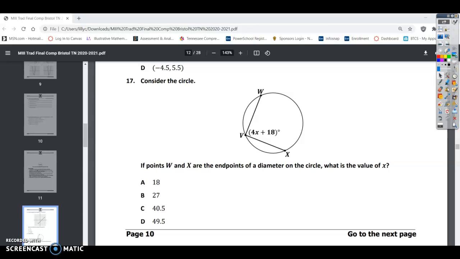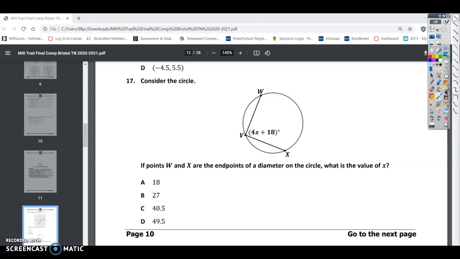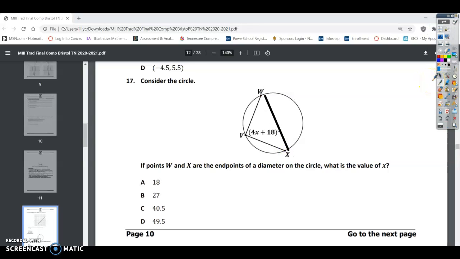Math 3, final benchmark, question 17. Consider the circle. If points W and X are endpoints of the diameter of the circle, what is the value of x? All right, so it's saying that this part here, I don't know if I can draw a straight line or not. Let's see if I can draw a line here. All right, it's saying that is the diameter of the circle.